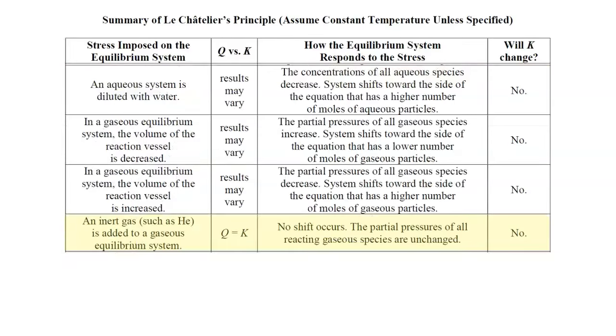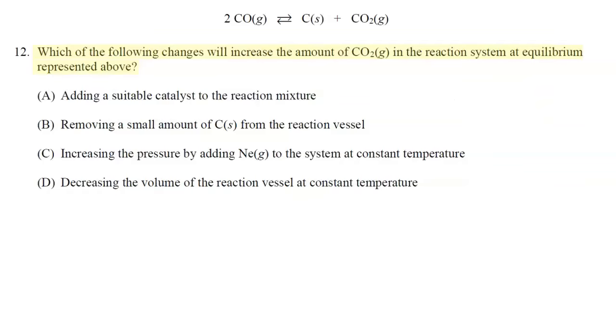And then one more example highlighted on this slide is that when an inert or unreactive gas, such as helium or neon, is added to a gaseous equilibrium system, no shift occurs because the partial pressures of all of the reacting gaseous species remain unchanged. So the additional presence of some unreactive gas does not cause any shift in the equilibrium position. Now let's go back and take a look at the choices for question 12.